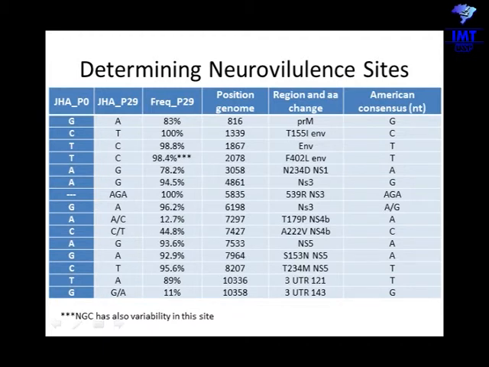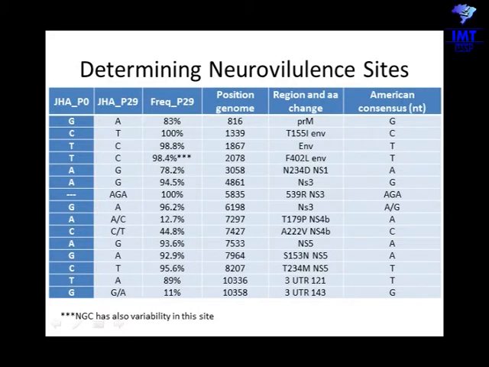This table shows all the changes observed at time 0 and time 29, and their frequency in deep sequencing. A total of 15 changes were observed and 8 non-synonymous. The last column shows the consensus of the respective position for the non-virulent virus of the same genotype.